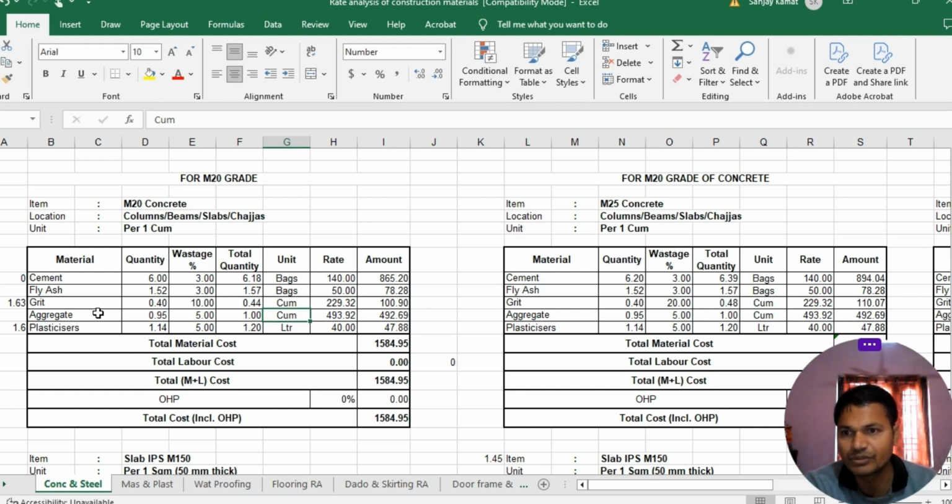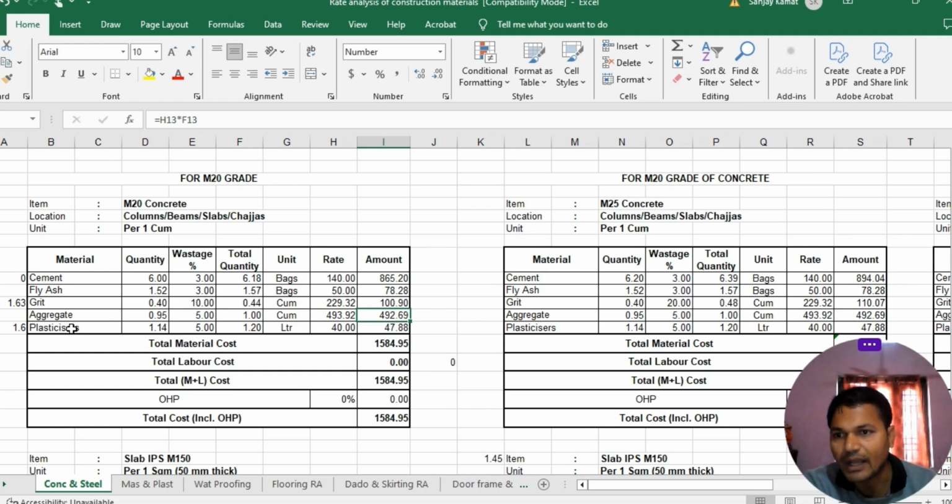Okay, so this is also taken not in kg. So this will be cubic, and the rate is 493.92. So here the total quantity is only one. So if you multiply 1 into 493.92, then this will be 493.92 only, not more than that. Okay, so we will get the amount this much.